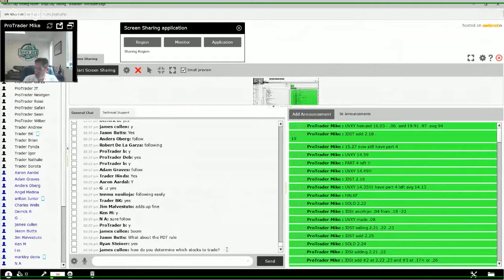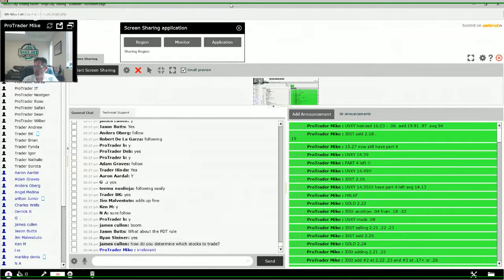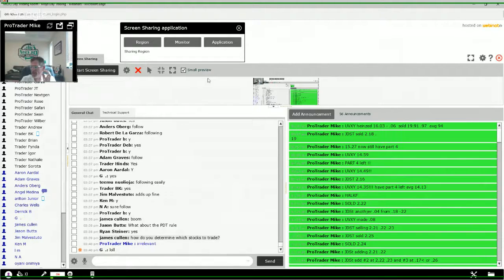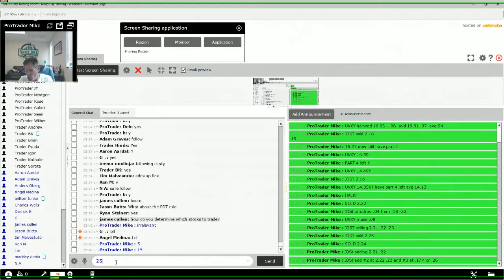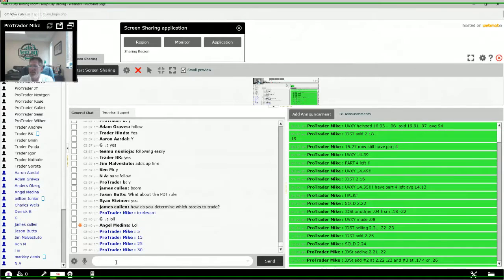Okay. How do I determine which stocks to trade? Once you join the room, you'll get all that information. That's irrelevant for me teaching you that now. I have a crystal ball, and when I shake it, it tells me exactly what to do and how to do it, and I give that to all the traders once they join. It has settings for 5 picks, 15 picks, 25 picks, or 30 picks for the day, or you can get the upgrade and you can go unlimited.